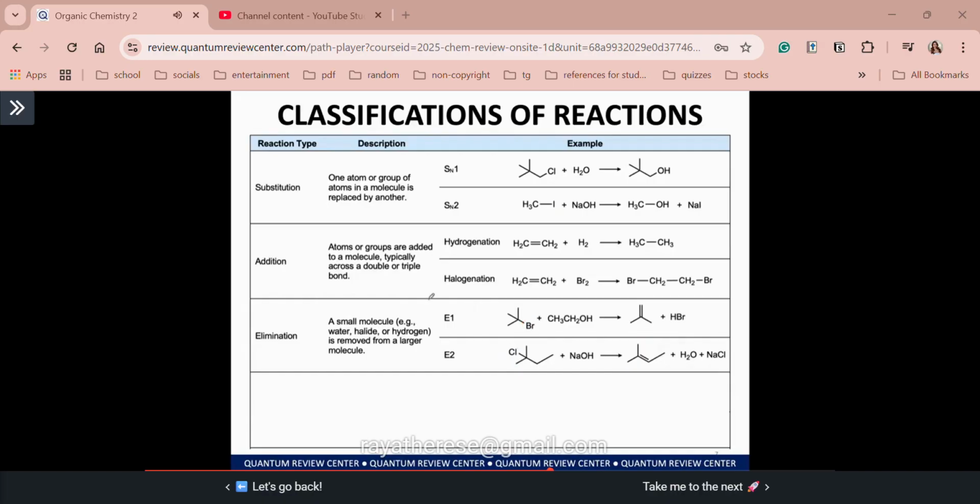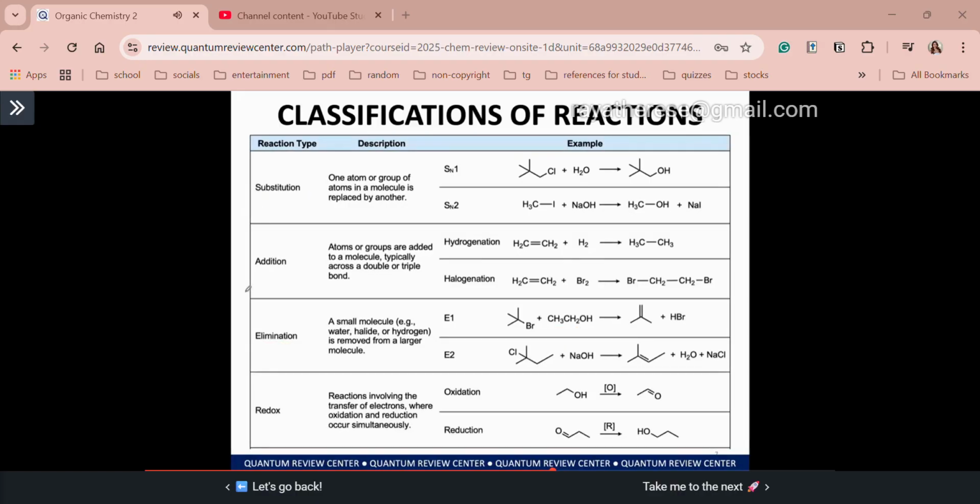So usually we use here a base in order to induce elimination. So strong base, your sodium hydroxide. For your weak base, of course, we have your ethanol. Class, remember, we will discuss the specific mechanisms of substitution and elimination under our discussion of alkyl halides. Clear? Now, let's proceed with our next set of classifications.